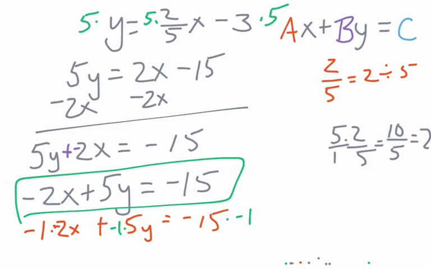And then when we multiply that, we'll get 2x. Now you have negative 1 times 5, which is negative 5y. And then on the other side, negative 15 times negative 1, which is positive 15. You might say, ooh, look at that.